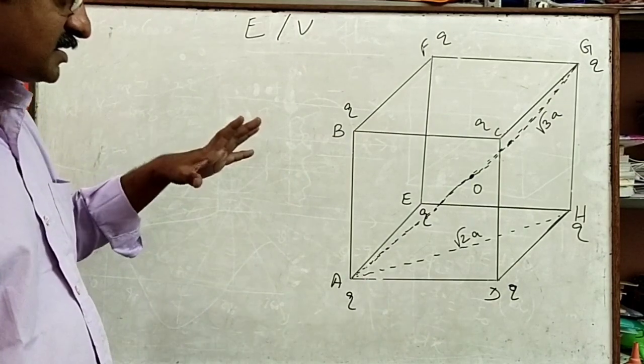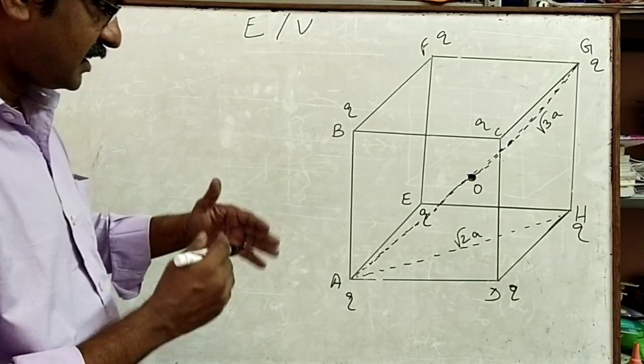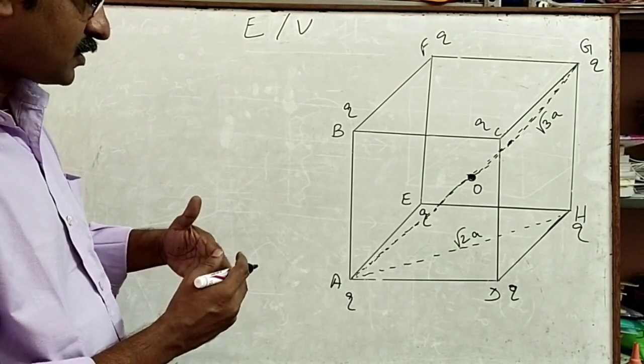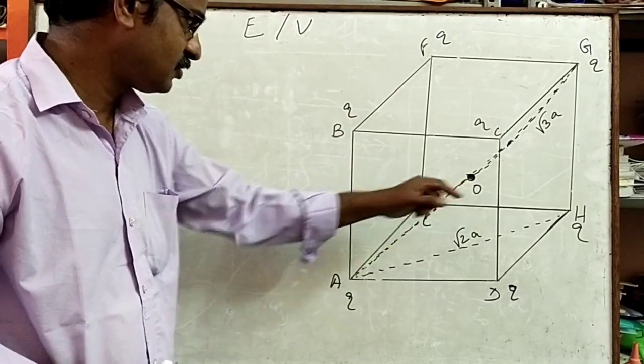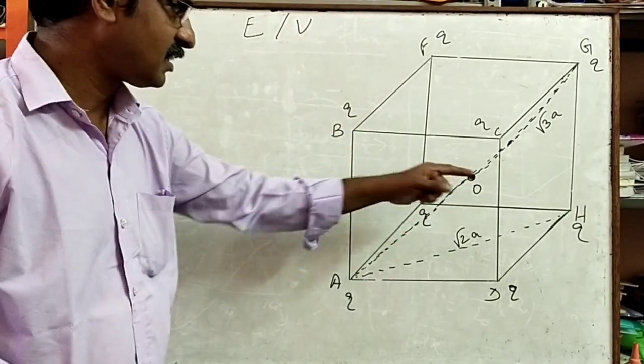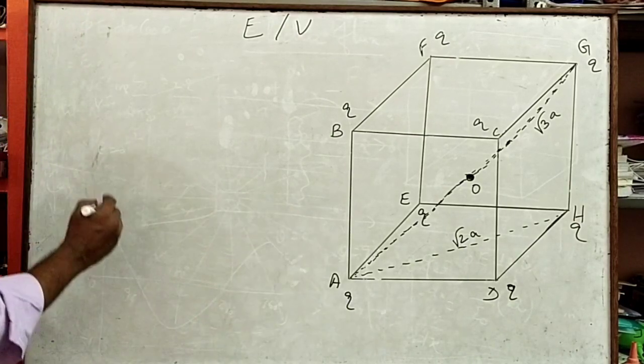The question is, what is the electric field at the center of the cube? And what is the potential at the center of the cube? That is the question. Before that, let us discuss a square.